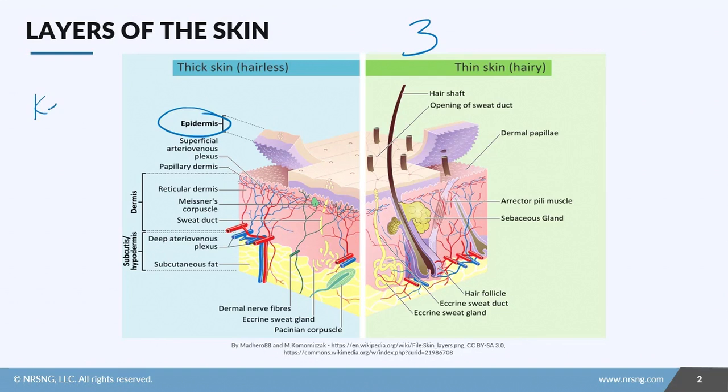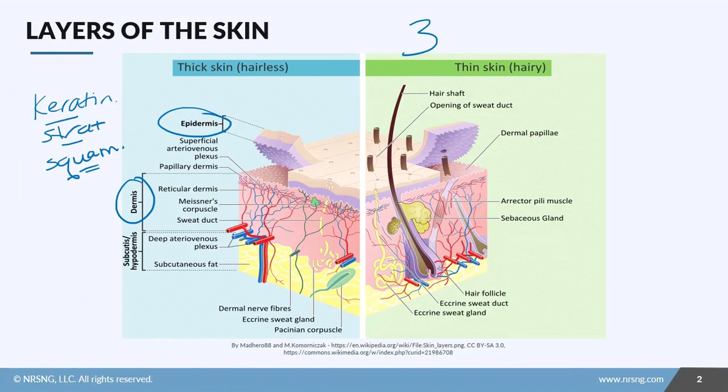This is a layer of keratinized, stratified, squamous epithelium. So that means it has keratin, it has multiple layers, and the top layer is flat. Remember that keratin is what helps waterproof our skin. So the next is a layer called the dermis.